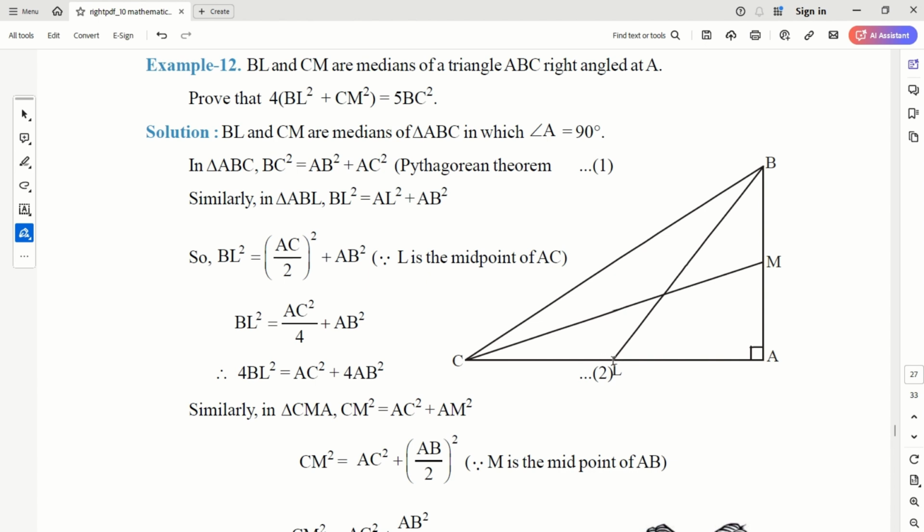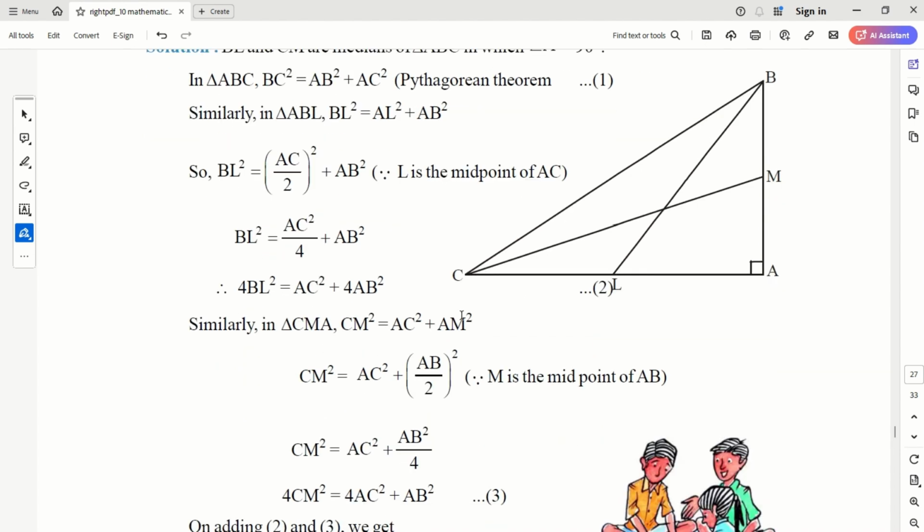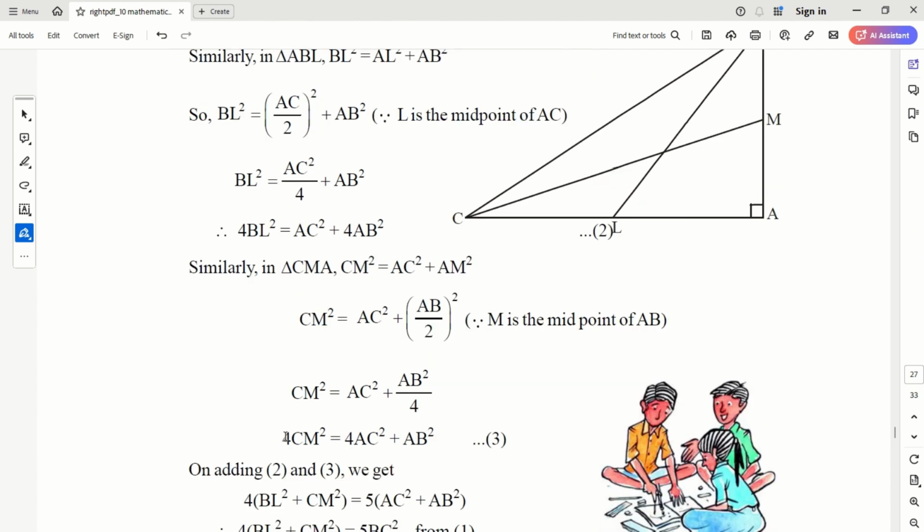AB square. Now you can rewrite it as 4 times BL square equals AC square plus 4 times AB square. Similarly, in CMA also, we can derive using Pythagorean theorem: 4 CM square equals 4 AC square plus AB square. Now, from these 1 and 2, we can derive the required one, which is 4 times BL square plus CM square equals 5 times BC square.